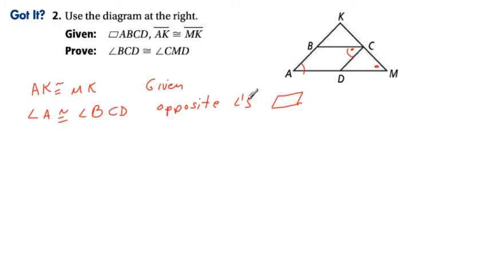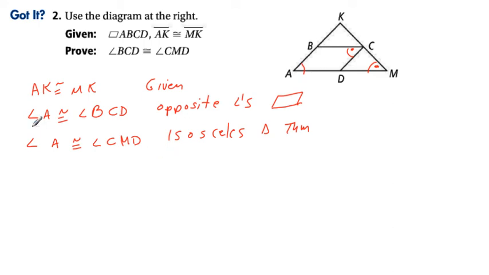What else can we say? Well, we could say that angle A is congruent to angle, and I'm going to label this one the same too, CMD. Why in the world would those two angles be congruent? Why would this angle over here also be equal to this angle over here? Well, that has to do with this AK being congruent to MK. If AK and MK are congruent, that means that triangle AKM is an isosceles triangle, and so that would be an isosceles triangle theorem. I'm going to abbreviate that one for you.